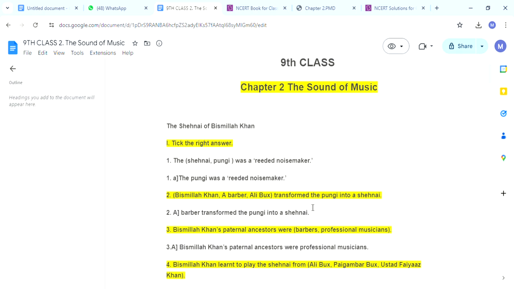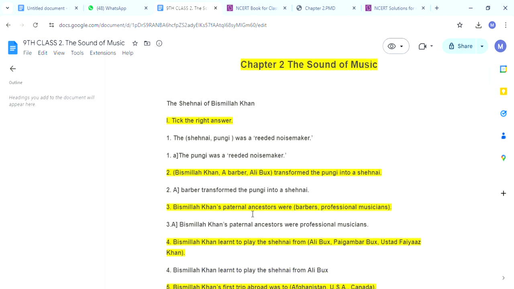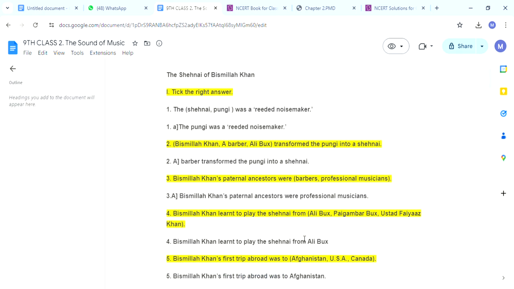Dash transformed the Pungi into a Shahnai. Barbar transformed the Pungi into a Shahnai. Next, third one. Bismillah Khan's paternal ancestors were dash. Answer: Bismillah Khan's paternal ancestors were professional musicians.